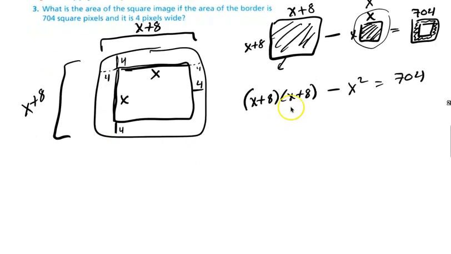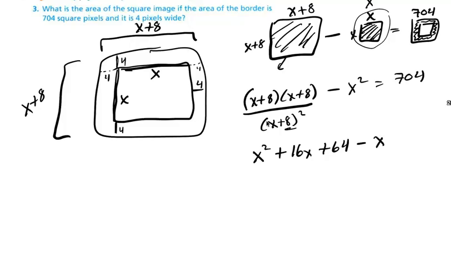Now these are the same thing, so we could do an area model, or we could use a shortcut. This is the same thing as x plus 8 squared, which is the first one squared, plus we multiply them, 8 times x is 8x, times 2 is 16x, plus the last one squared, plus 64. Like that. Minus x squared from right there equals 704.